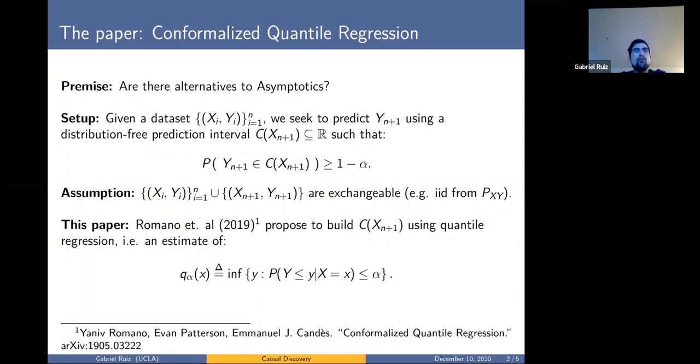So the first paper by Romano and co-authors proposes to build this prediction region using quantile regression, which is basically, as many of us might know, an estimate of the quantile function. Instead of taking the marginal quantiles, as was covered in class, we're taking quantiles of the response y, conditional on a covariate value. Next slide, please.